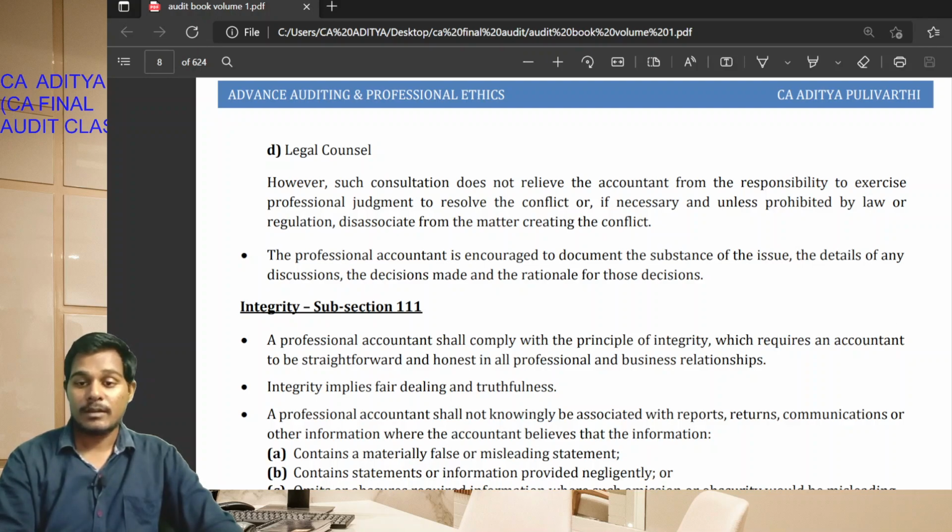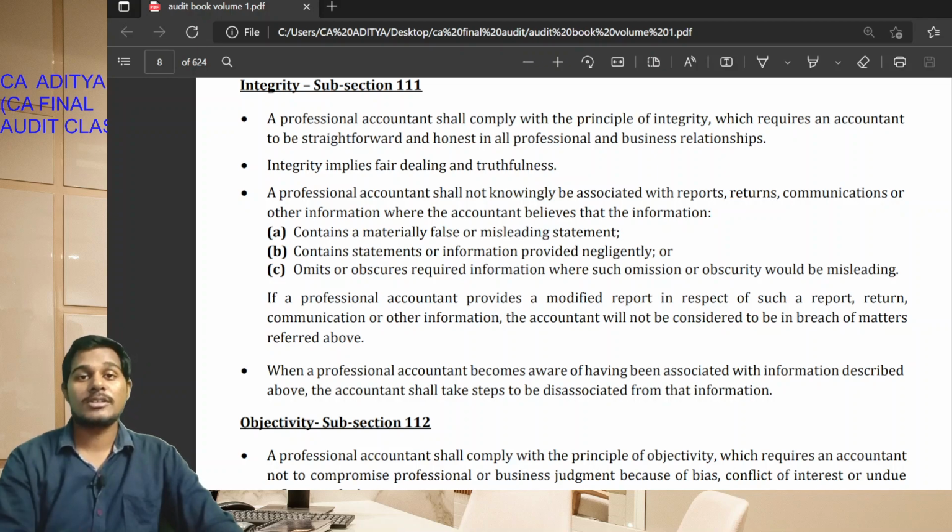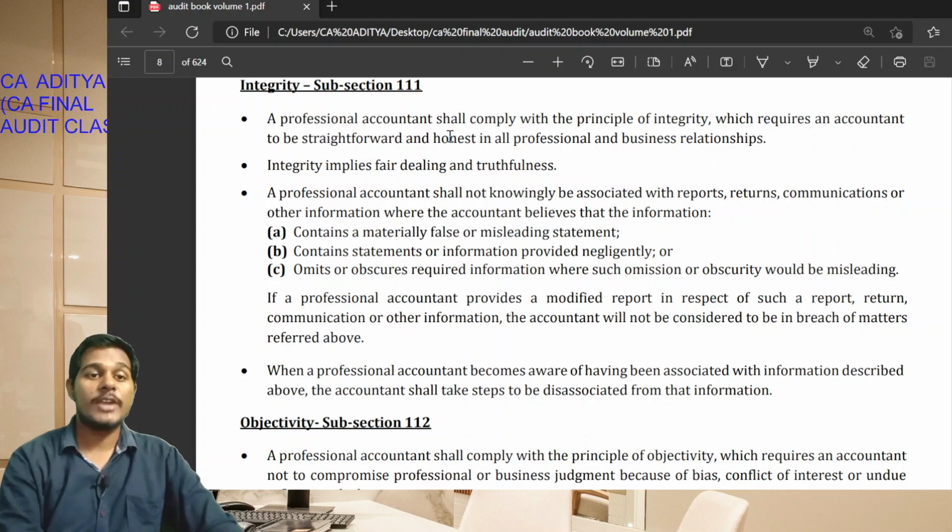Okay, students, what is meant by integrity? Integrity means straightforwardness. An auditor should be straightforward and honest while performing his duties in an audit. See students, a professional chartered accountant should comply with the principle of integrity, which requires an accountant to be straightforward and honest in all his professional and business relationships. Integrity implies fair dealing and truthfulness. Okay, students, integrity implies fair dealing and truthfulness.